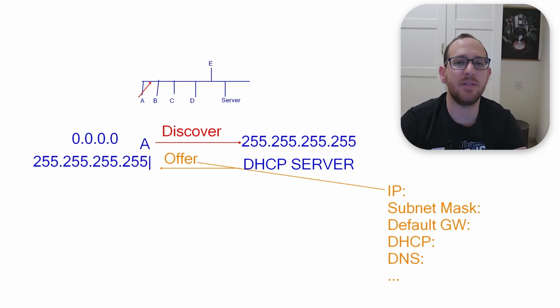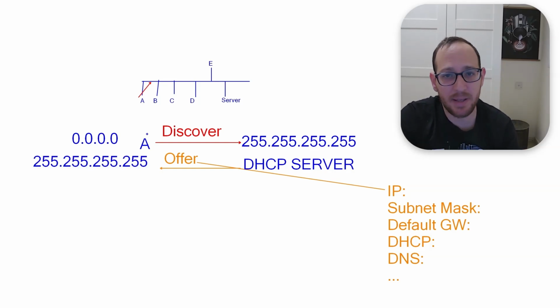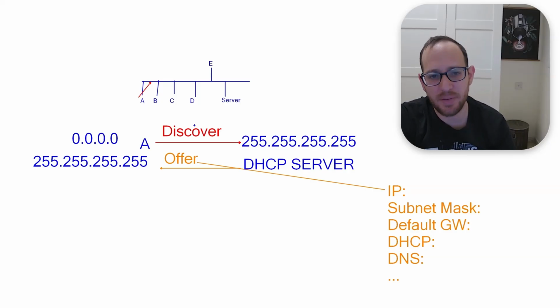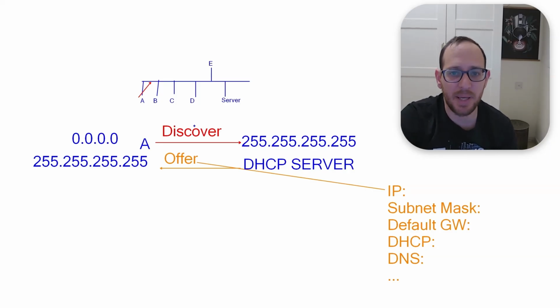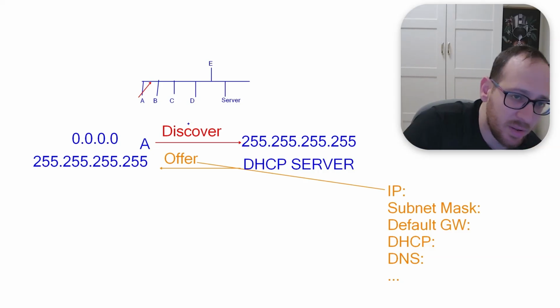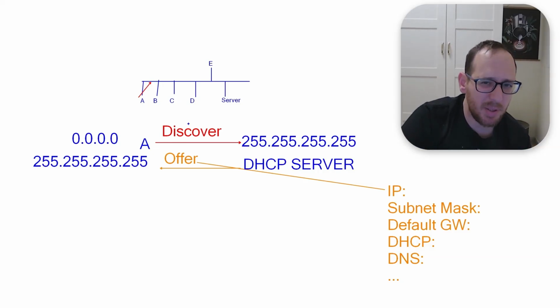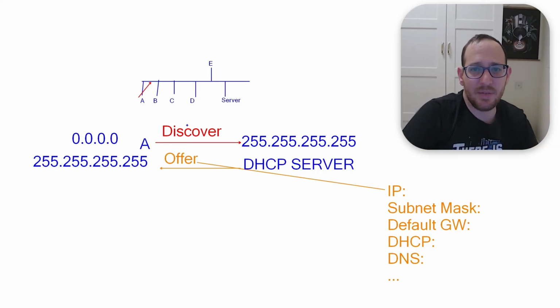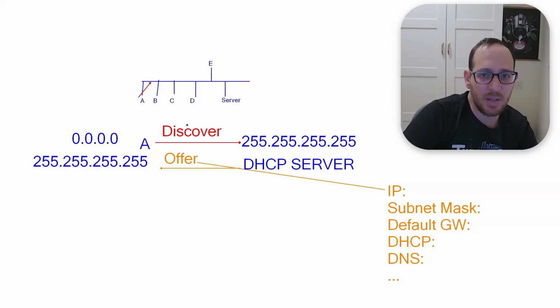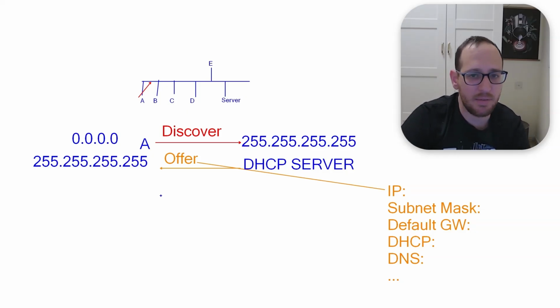So all machines are likely to see this packet, but only A is supposed to actually listen on DHCP at that point and process this packet. Cool, so we sent the discover, we received an offer or maybe multiple offers, and then when A decides which offer it wants to accept, it sends another packet, which is called a request.